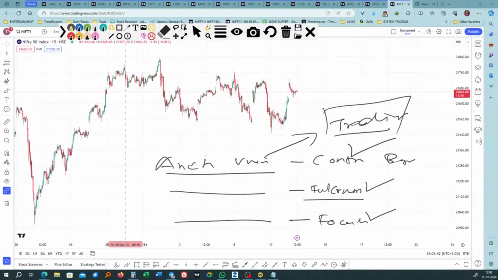Depends. If you're trading futures, then go ahead and check futures charts. If you're trading on the cash market, then trade with only cash market charts. It's okay. So it depends on what asset you're trading.